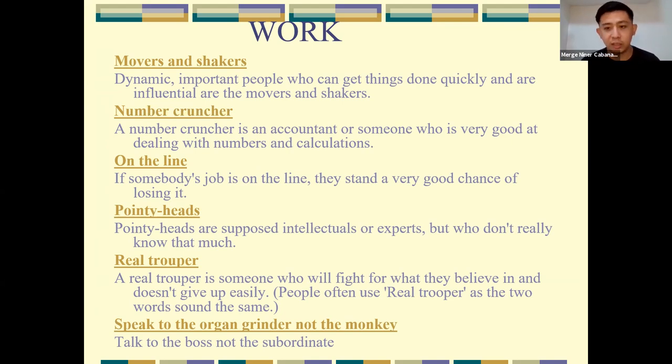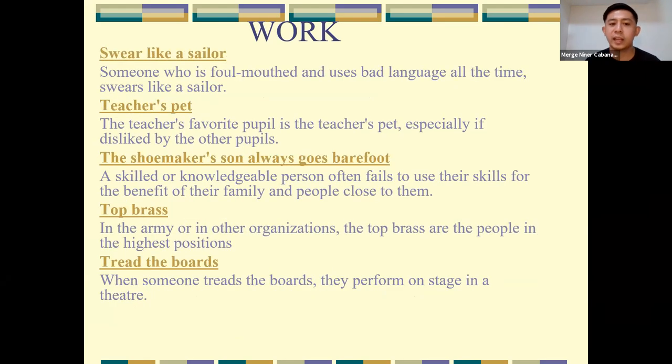Speak to the organ grinder, not the monkey. Normally, when you watch old Western films, let's say a Texas-style Western film with cowboys in it, sabihin ng mga bida doon, hey, I want to speak to the organ grinder, not the monkey. When you say organ grinder, that's the boss. And then monkeys, those are the subordinates. Okay? Now, swear like a sailor, palamura.